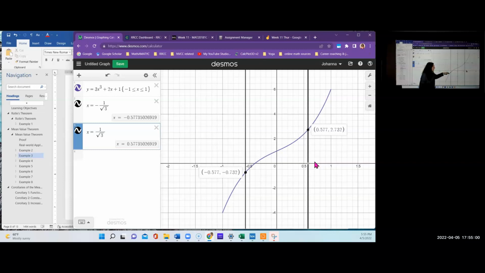So what we're looking at here are the 2 points where the slope of the tangent line is equal to the slope of the secant line. If we want the y value at that point, we would have to plug it into the original function, and we would come up with these y values that you see in the picture here.